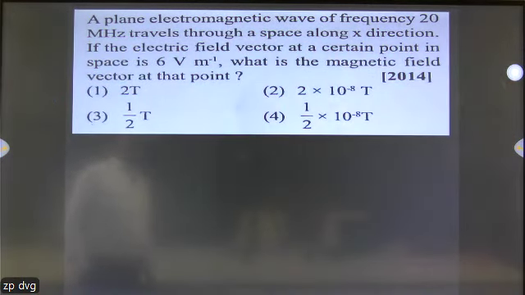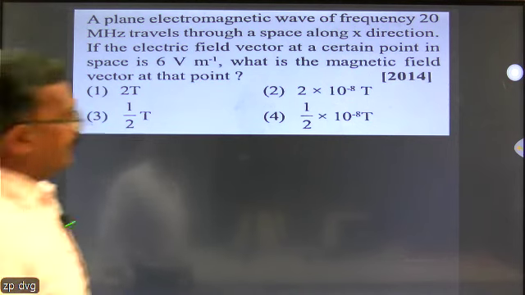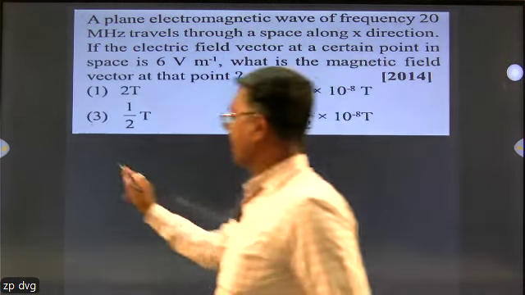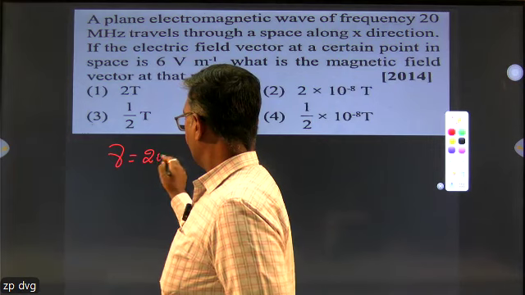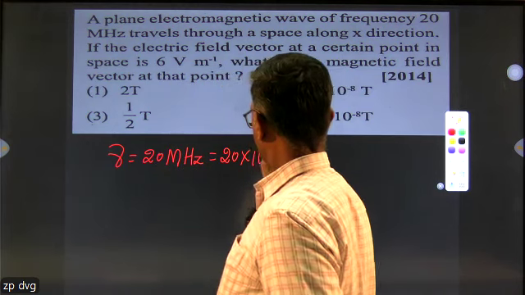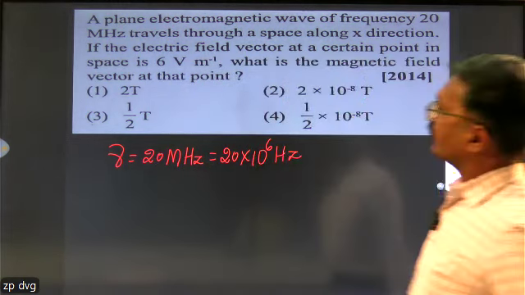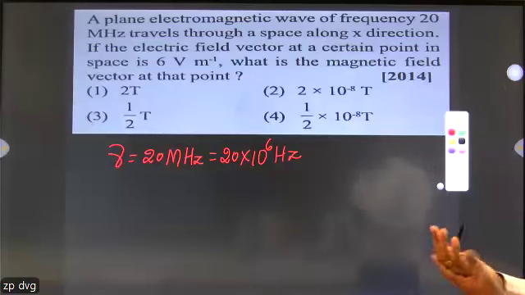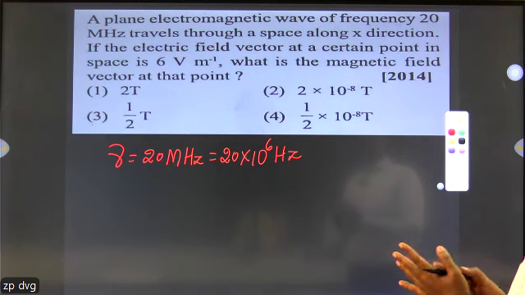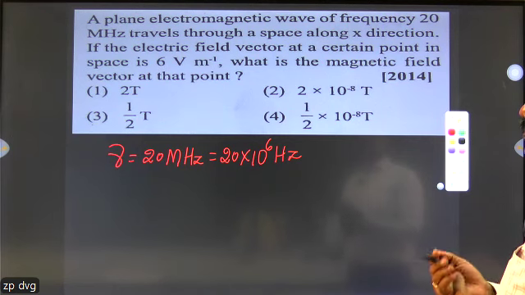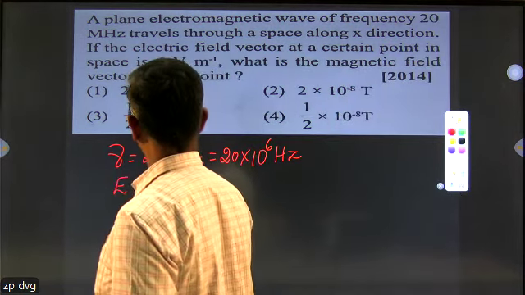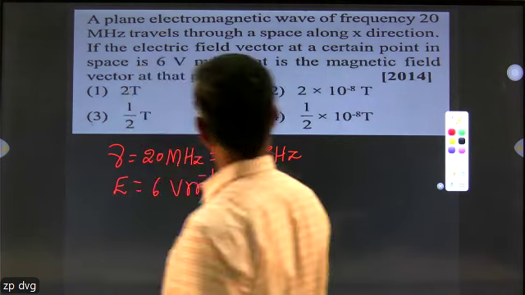A plane electromagnetic wave of frequency 20 megahertz. You have a plane electromagnetic wave of frequency 20 megahertz. Frequency is given: 20 megahertz. Mega means 10 power of 6 hertz. It is the frequency of the electromagnetic wave traveling through space along the x direction. If the electric field vector at a certain point in space is 6 volt per meter, that much electric field is there.